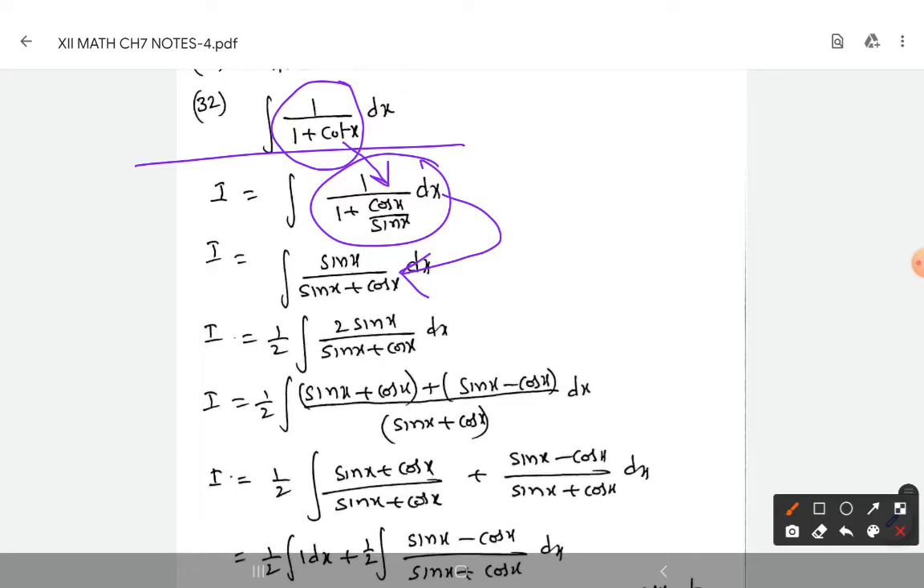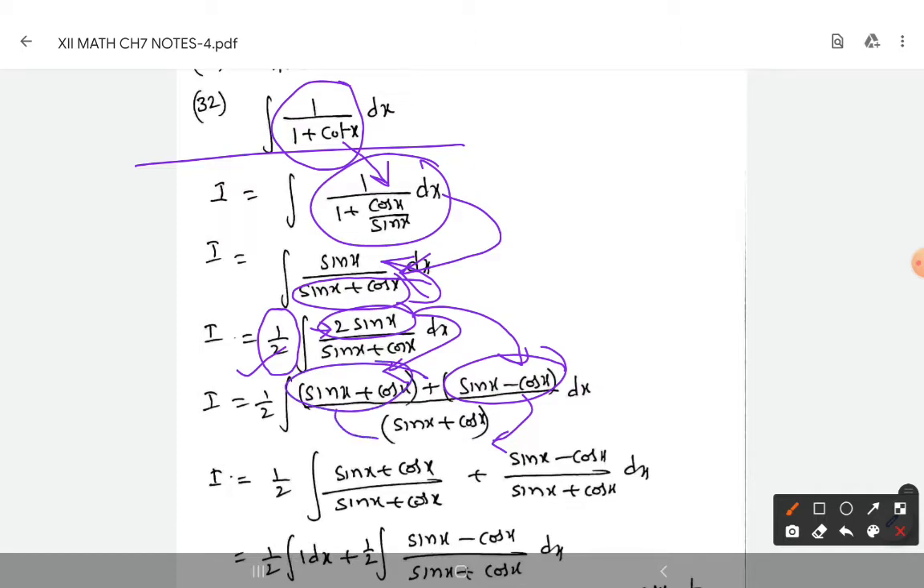But still, the denominator is sin x plus cos x, and its derivative is not present here. Sin x plus cos x derivative is cos x minus sin x, still it is not present. For that reason I multiply 2 inside and divide by 2 outside. Then write 2 sin x as (sin x plus cos x) plus (sin x minus cos x). So that this sin x minus cos x is the derivative of the denominator, and sin x plus cos x is the denominator itself. Then you go for splitting of the fraction.